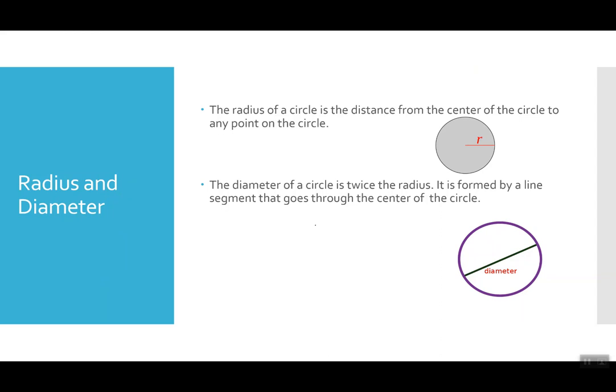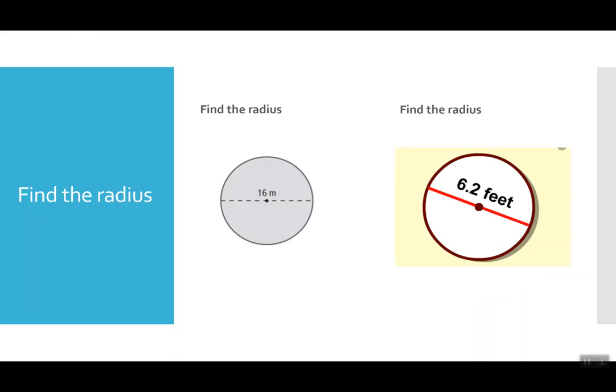It's important to notice that there is a difference between just having a line segment that goes through a circle and a line segment that goes through the center of a circle. If a line segment doesn't go through the center, it's simply called a chord. Versus if it goes through the center, then it's called the diameter.